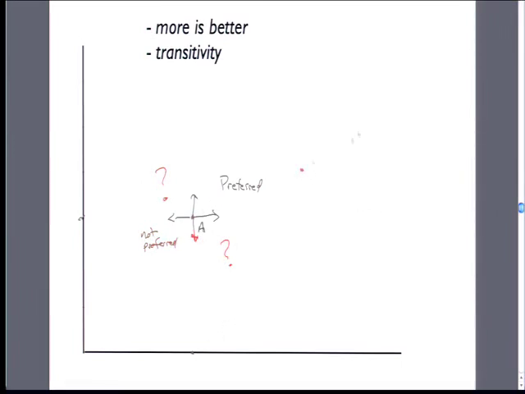So if we have our bundles over here, bundle A, bundle B, bundle C, and we have the property of A is preferred to B, and B is preferred to C, then A is preferred to C. Pretty standard mathematical properties.